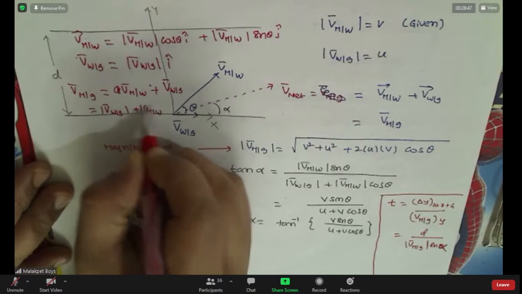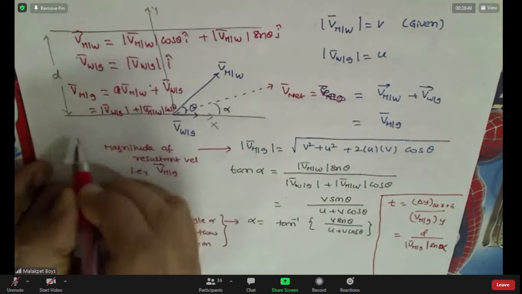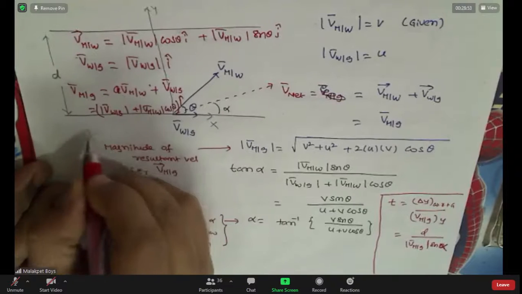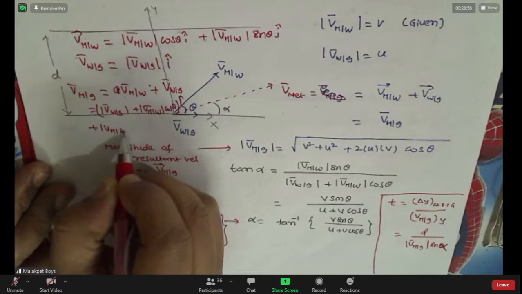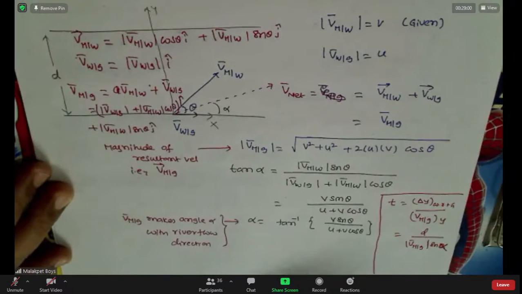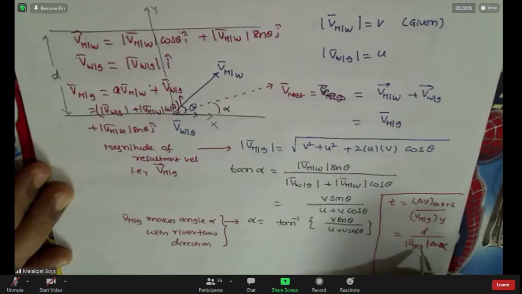Remember this? Same thing you have done earlier also. Whole into i cap plus what is this? Sin theta j cap. Okay. Am I right? So this should be clear.